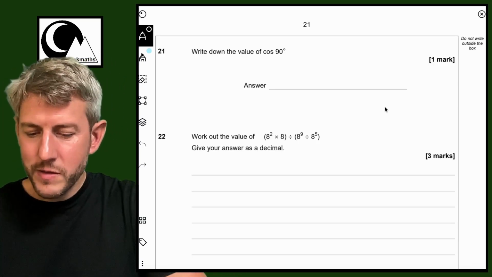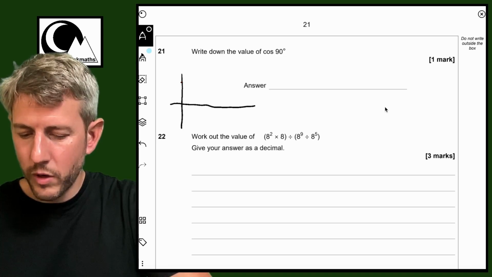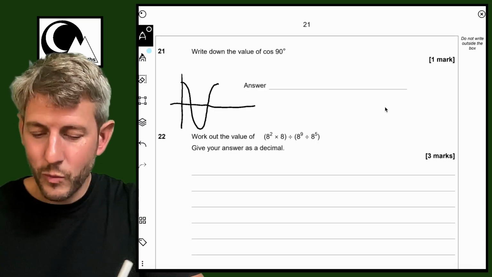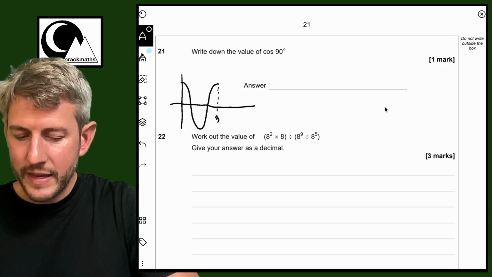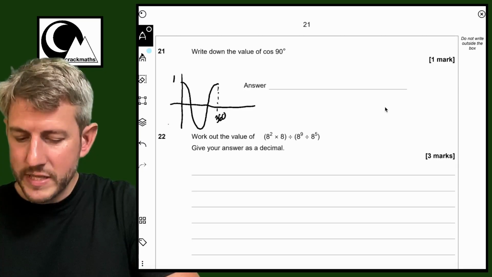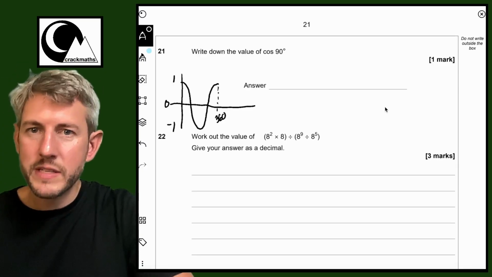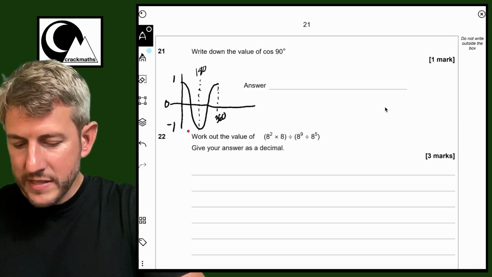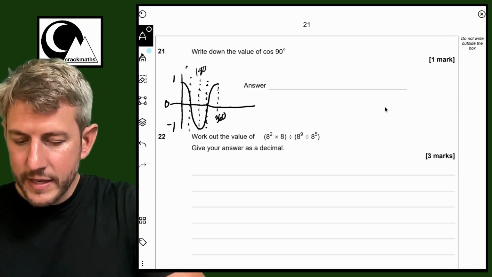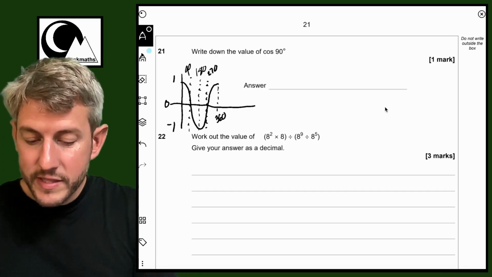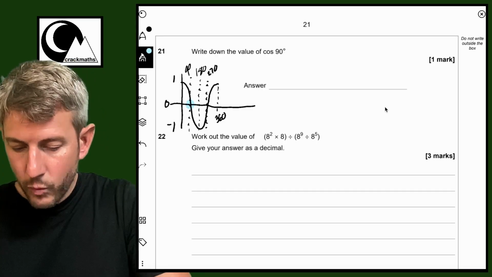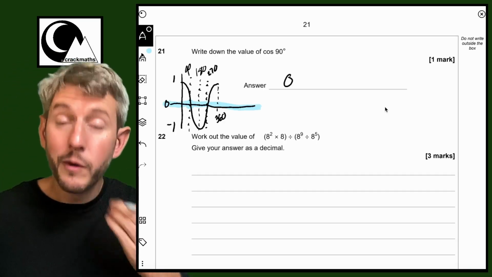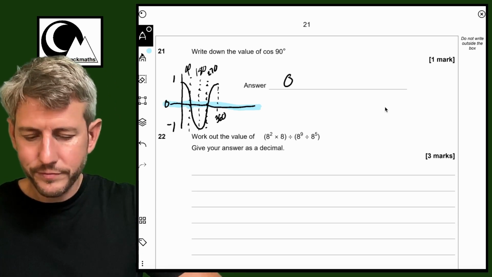Okay, so the cosine graph looks like this. It starts at 1, goes up and down like this, and there's some key points which it goes through. So this point here is at 360, and these points here are 1 and minus 1. And in the middle this is 0. So that's 360 there. This middle bit is 180, and these other two bits here are at 90 and 270. So we can see here at cos 90, we're on this line here. So we are on the 0 line. So the value of cos 90 is 0.